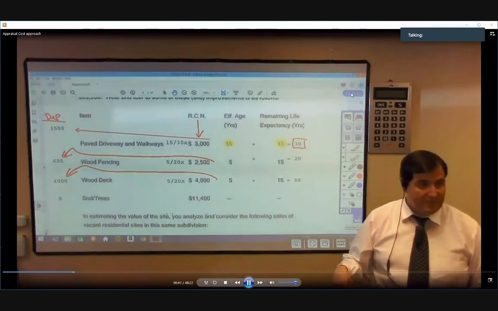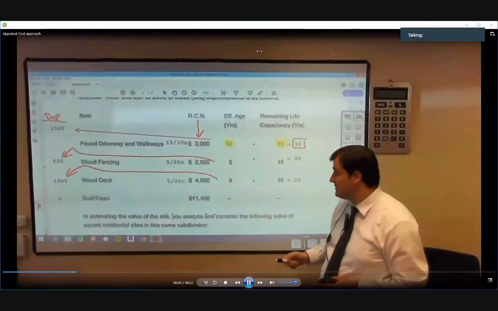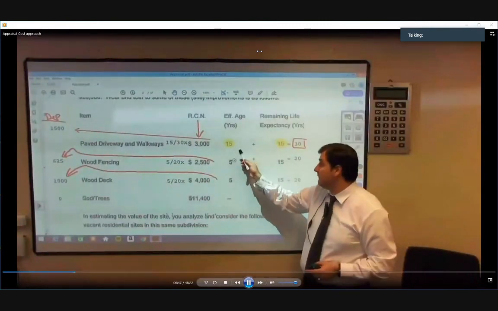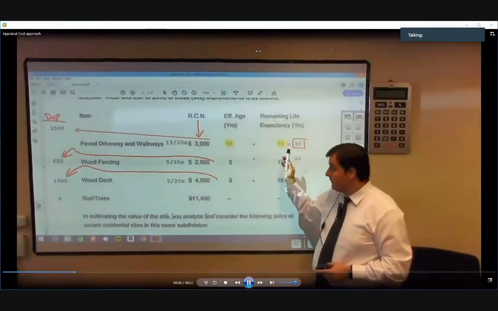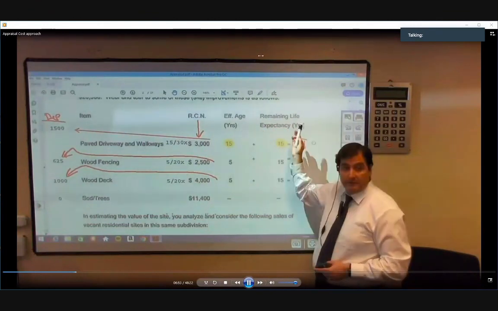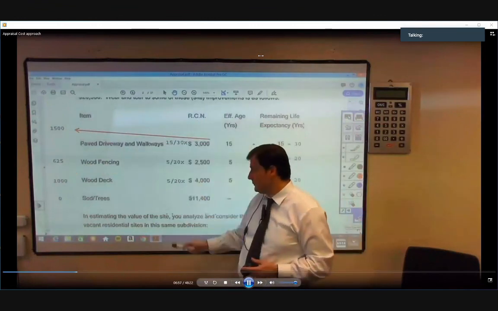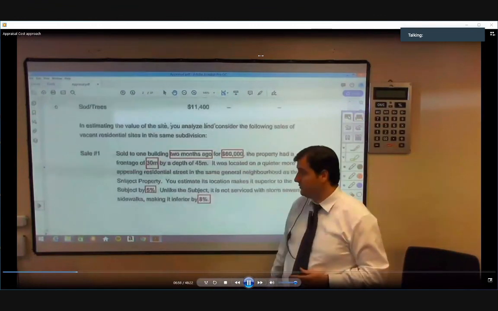You guys with me? Yes? Good. Did you get the depreciations here? 15 and 15 is 30. 5 and 15. They give you the effective age and remaining life. They give it to you.